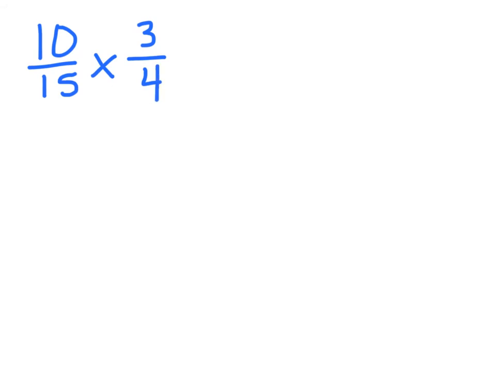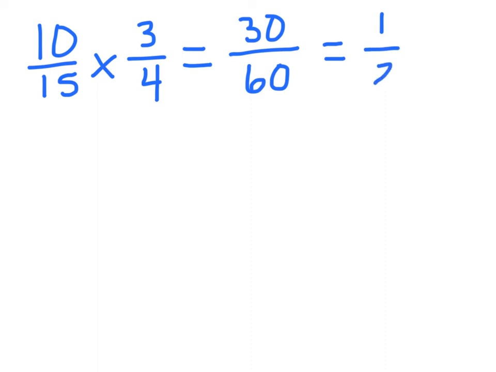Let's work through one last problem together. 10/15 times 3/4. Following method 1, numerator times numerator, 10 times 3 gives us 30. And denominator times denominator, 15 times 4 gives us 60. This reduces to 1/2. Each is divisible by 30. Let's try method 2.